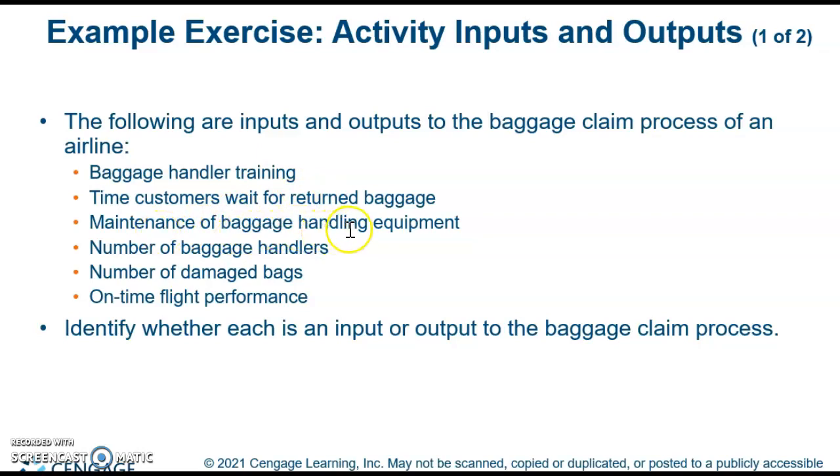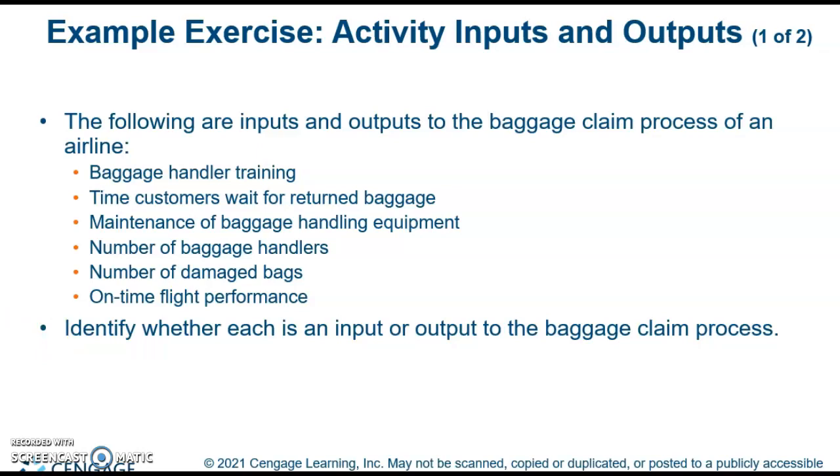The maintenance of baggage handling equipment, that would be an input. So how well maintained is that equipment? The number of baggage handlers would also be an input. Do we have enough people handling the baggage? And the number of damaged bags would be an output. How many are getting damaged? And then the on-time flight performance would be an input, because if the other flights are on time, that's an input to determine how the baggage claim is going to go.